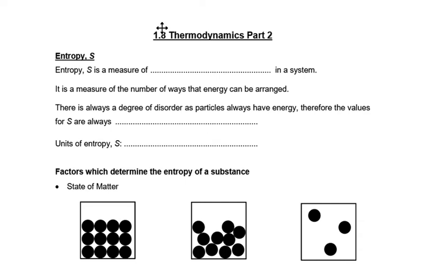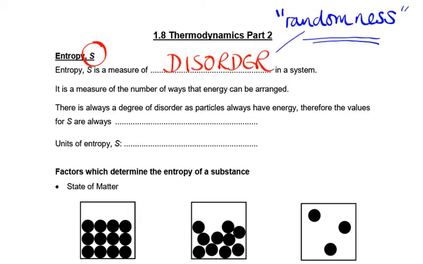In this section, we'd like to look at what entropy is. So entropy, given the symbol S, is a measure of the disorder in a system. Another way to think about disorder might be how random something is. So if something has a lot of disorder, then it's arranged very randomly. As you can imagine, gases will have lots of entropy, whereas very organised solids will have very small amounts of entropy.